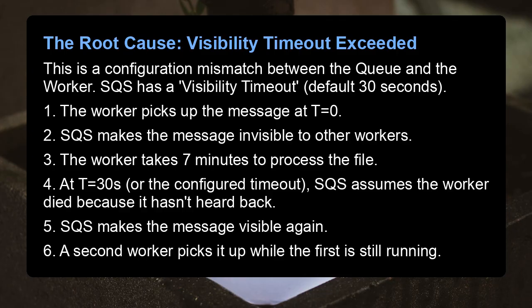SQS has a visibility timeout, default 30 seconds. 1. The worker picks up the message at t equals 0. 2. SQS makes the message invisible to other workers. 3. The worker takes 7 minutes to process the file.